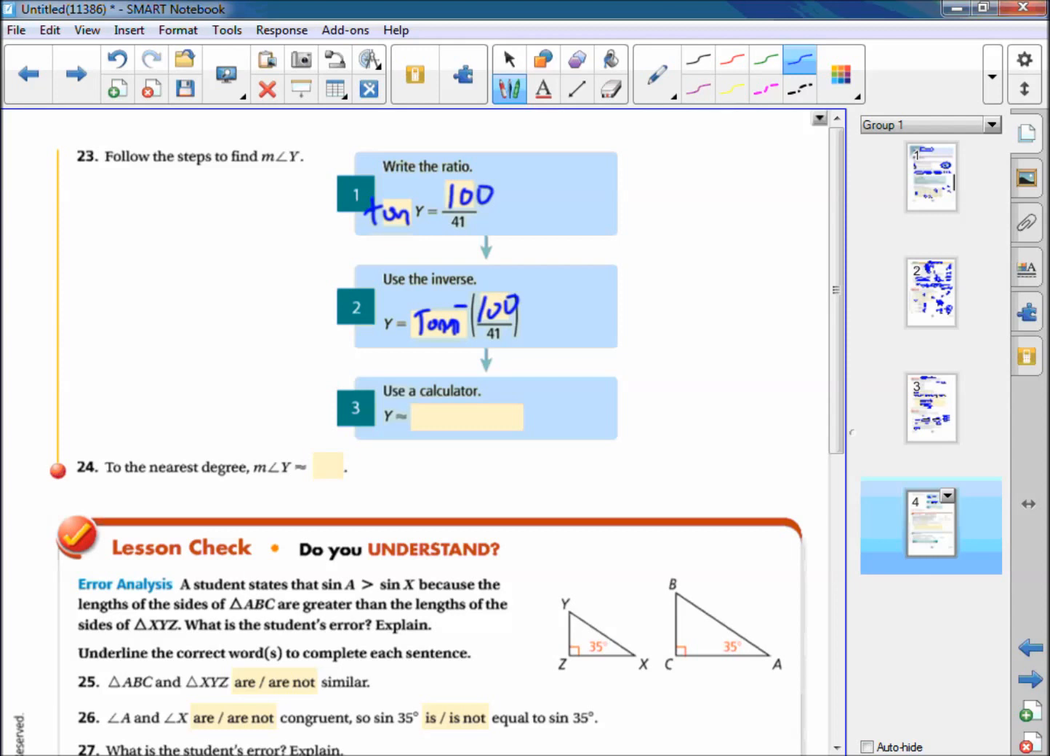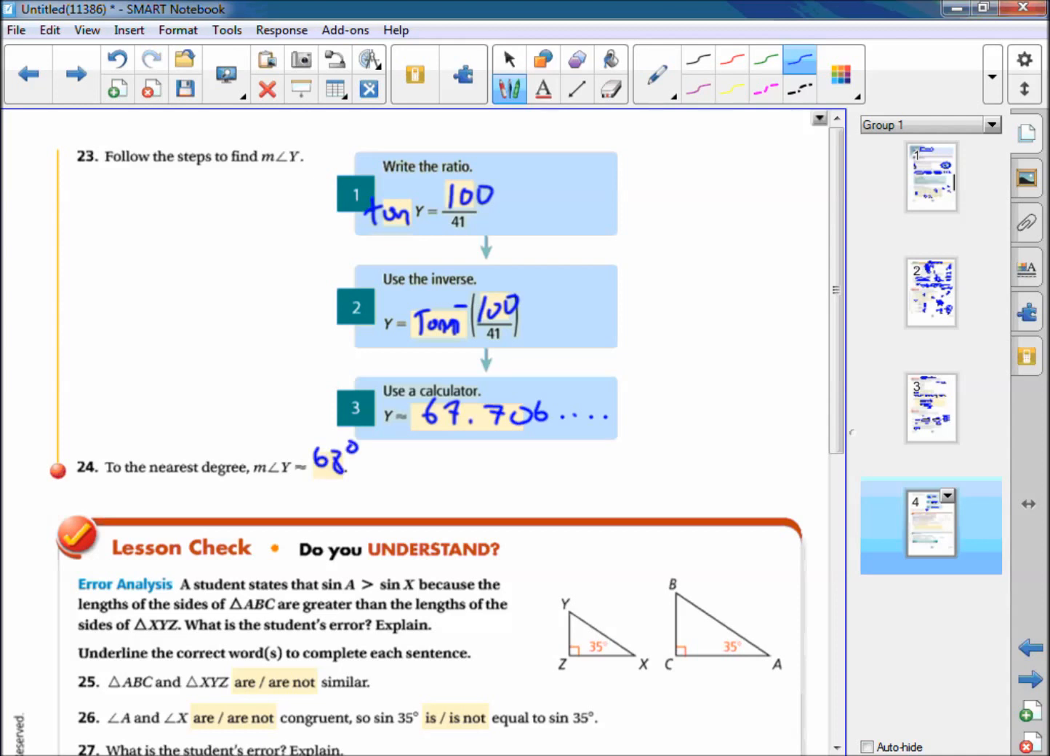And I will show you how to do this on your calculator next time. But you should have an inverse tangent button if you have a calculator at home. And if you're in the right degree mode and not radian mode, you're going to get this when you type it in. 67.706, bunch of other stuff. And we're asked to round this to the nearest degree measure, so we'll round this to 68 degrees.